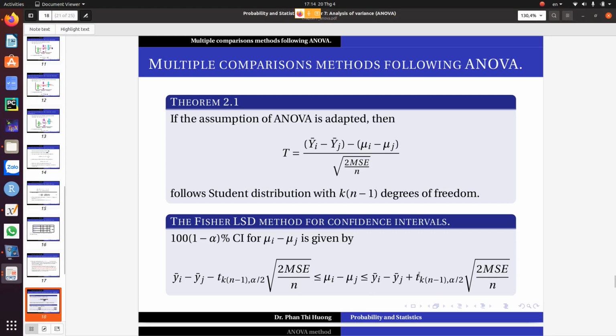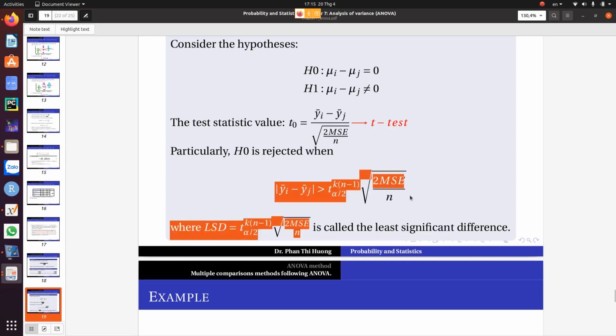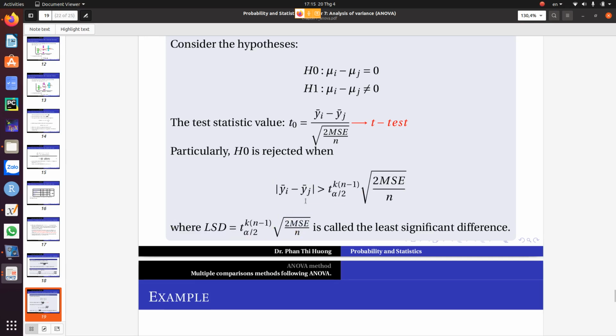I make the summary on the slide. So, basing on the ANOVA assumptions, the test statistic value T will be y_i bar minus y_j bar over the square root of 2 MSE over n. This is the t-test. Rewrite this in terms of LSD: we have LSD equals the critical value multiplied by the standard error. We reject H0 if the distance between them is greater than LSD. Otherwise, we won't reject H0.